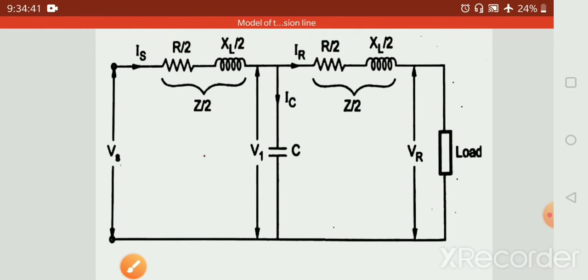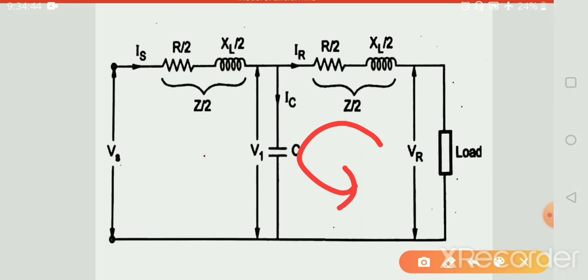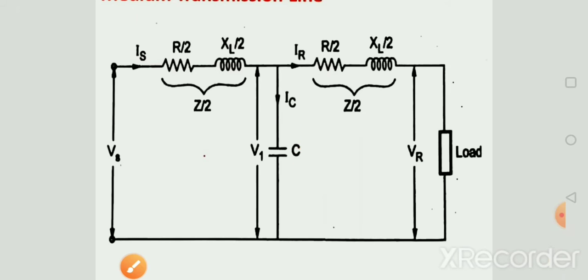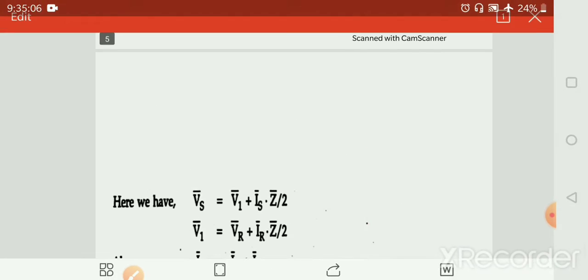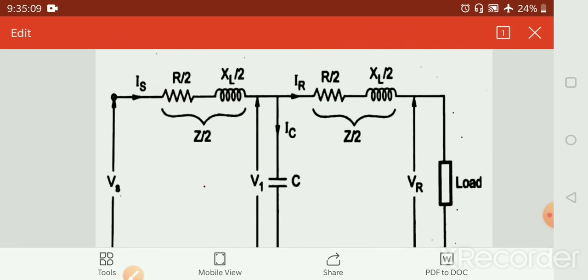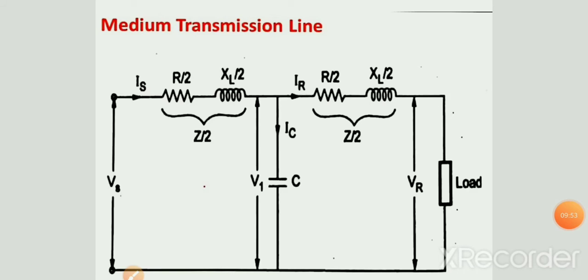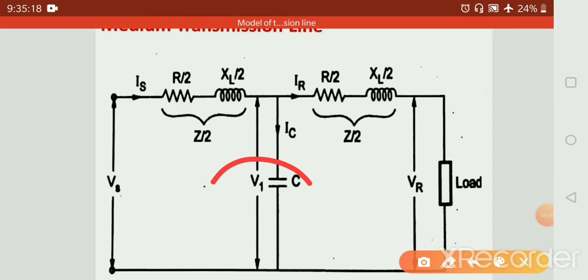and for the second loop, we can write Vr minus Z by 2 into IR minus IC into C. Okay, so here you can see the second voltage equation is V1 equal to Vr plus IR Z by 2. Okay, so at first we are neglecting this effect.